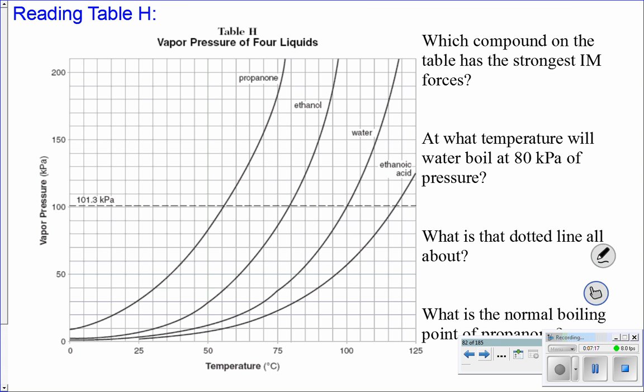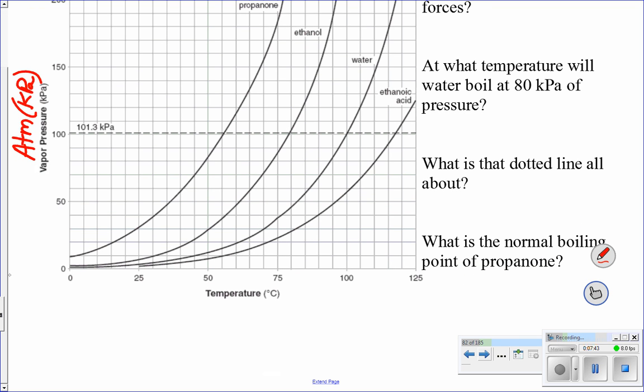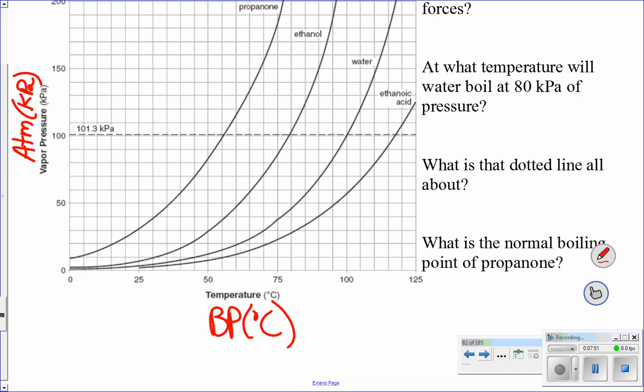So check out reference table H. There are some things I'm going to have you do to mess with this reference table a little bit. Because boiling point is where vapor pressure and atmospheric pressure are equal, sometimes I just like to write ATM over here, just to remind me that they can be used interchangeably if I'm determining boiling point. Temperature could be a boiling point. That just helps you with the way some of these questions are worded.